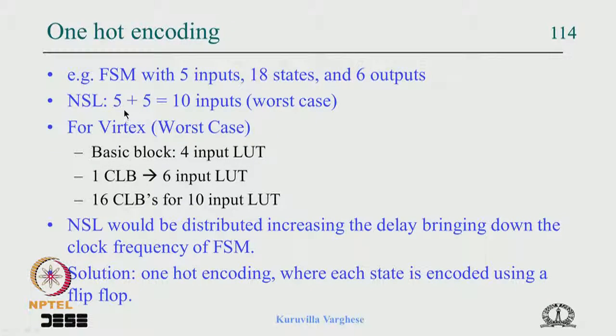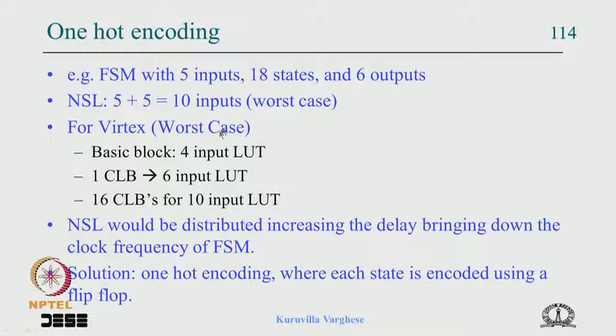You know, the problem here is made by the next state logic, which is very complex. So the question is how to reduce the complexity of the next state logic. If you look at it again, you come back to the slide, we have 5 inputs, 5 state variables. So the question is, can we reduce the number of state variables? We have used binary encoding, which necessitated 5 flip flops for encoding 18 states. So why not encode 18 states in 18 flip flops?